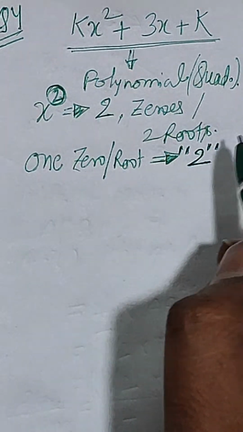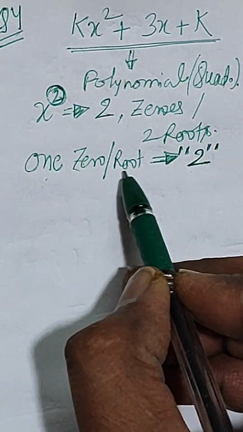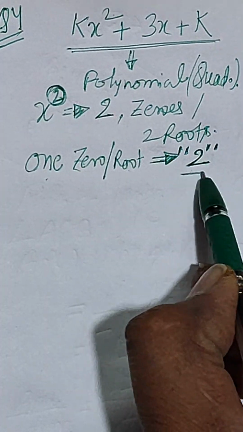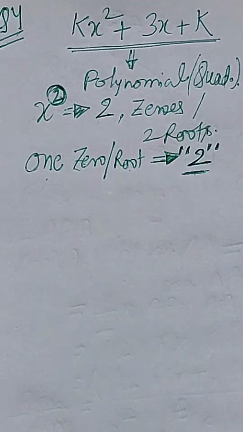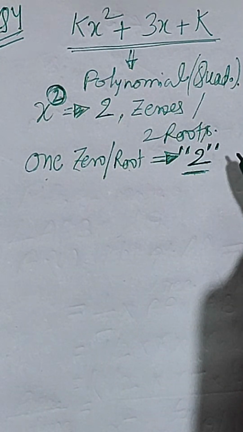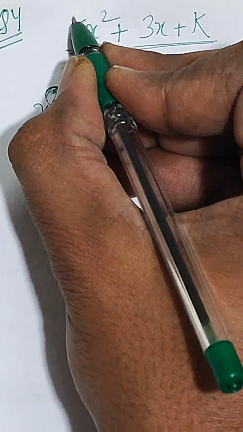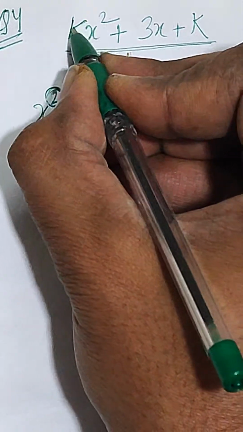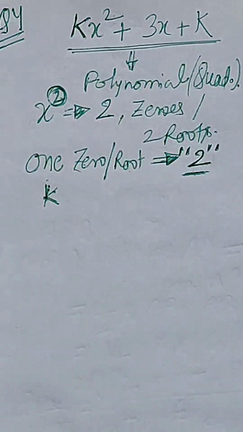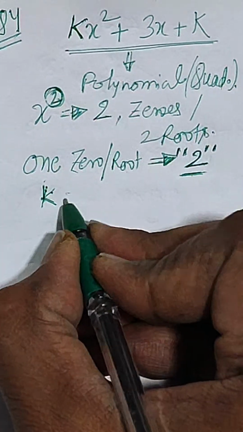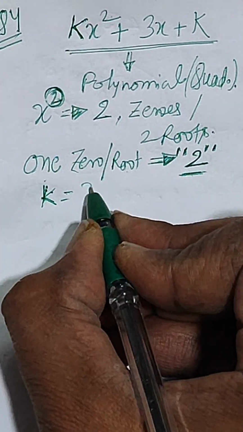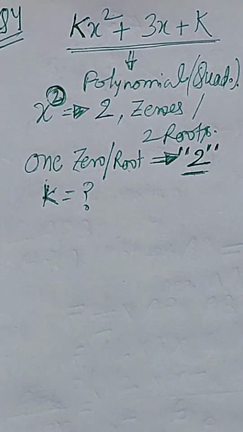Sure. So here one zero, one root is given to you as 2. Then what is the other zero? No, the question is what is the value of k? In this question you can see there is a variable k, there is an alphabet k attached, and that k is what? This is the question.